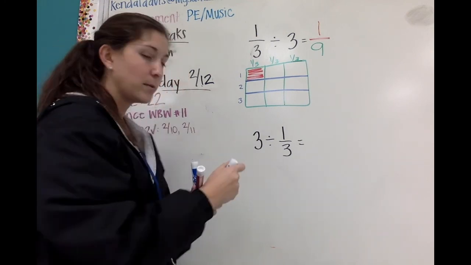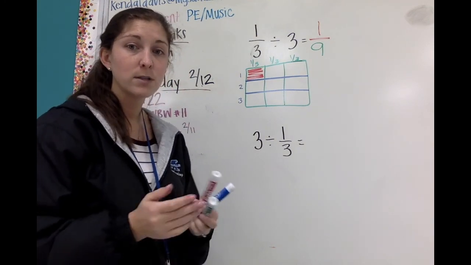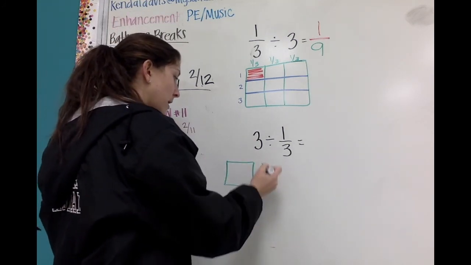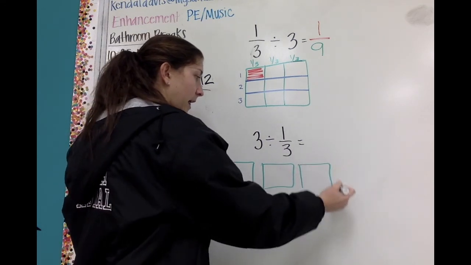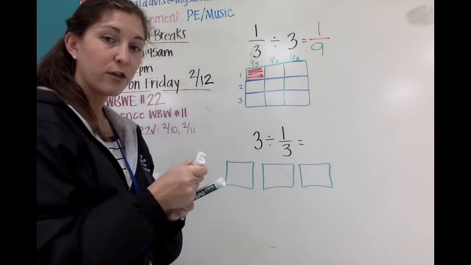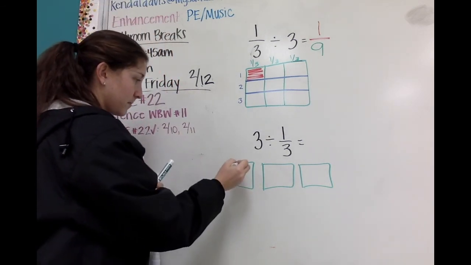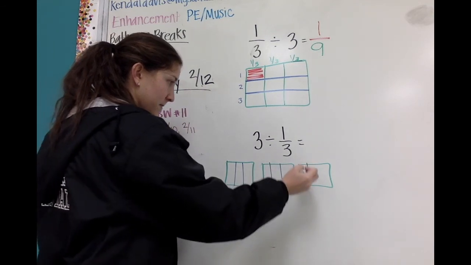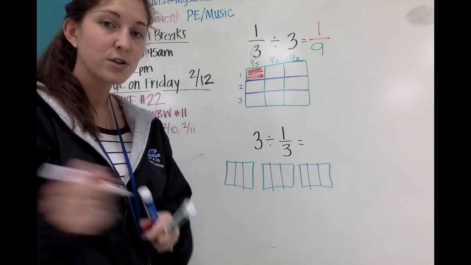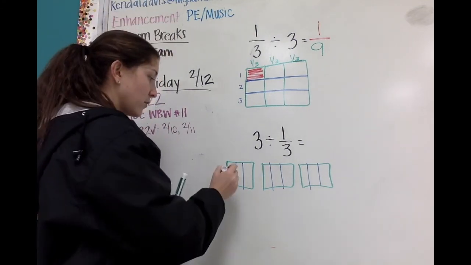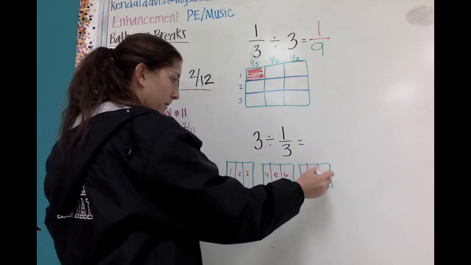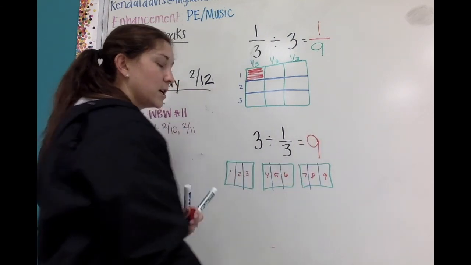For this bottom problem here, I have to create the amount of models that I start with. I start with the number 3, so therefore I have to create 3 models. I have to take each of those models and cut them each into thirds. Last but not least, I can solve for my answer simply by counting the number of pieces that I've created. I have a total of 9 pieces, so my answer.